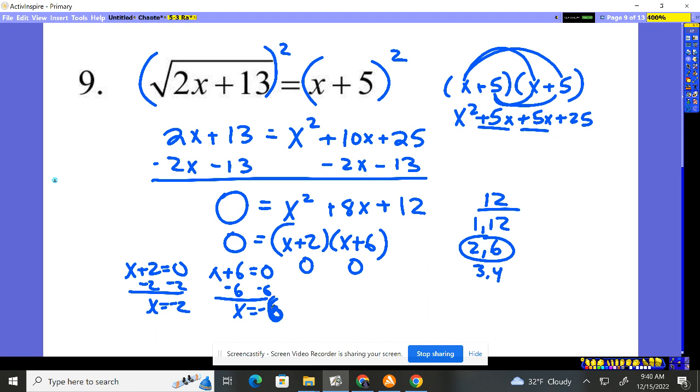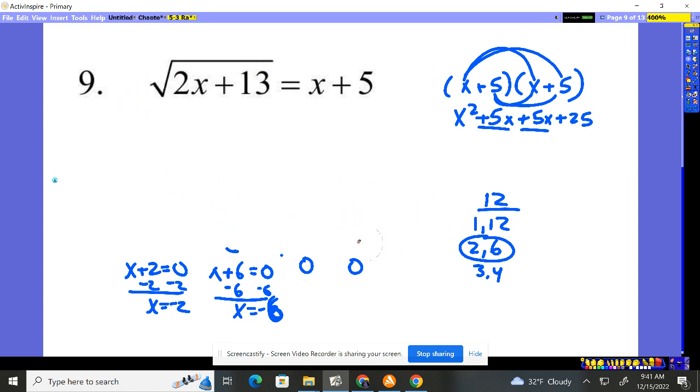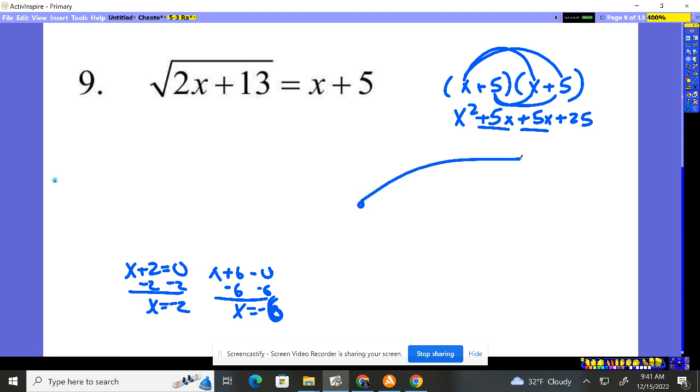Now, it might be they both work. It might be that only one of them works. Let's see. We have to plug them in. One of them could be an extraneous solution. Let's go back, erase all this, and plug our values into the original equation. We're going to plug in negative 2 and negative 6 and see who works. I think only one of them will. Remember, if you graphed this, more than likely the line x plus 5 comes through hitting at one point, but it could come through and hit twice. We don't know. We're going to find out.